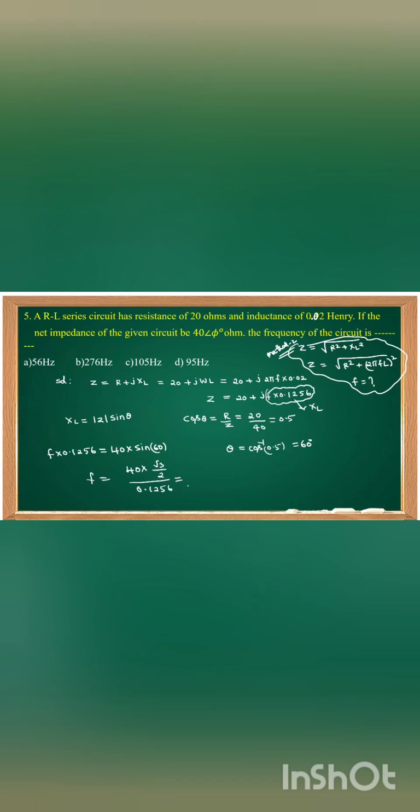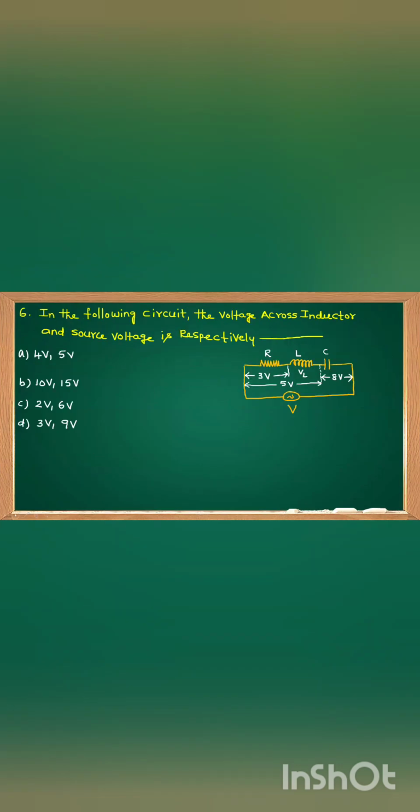This I got 276 hertz. Is it correct? 276 hertz. The frequency is equal to 276 hertz. That is, option B is the right answer. Next. In the following circuit, find the voltage across the inductor and the source voltage respectively. We have to calculate what is the voltage across the inductor and the source voltage.